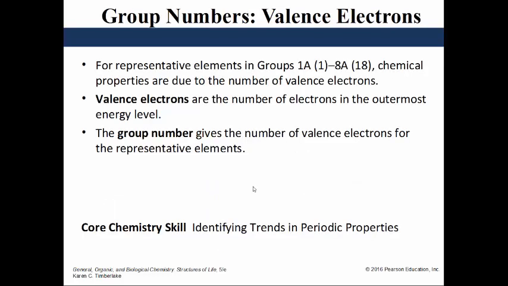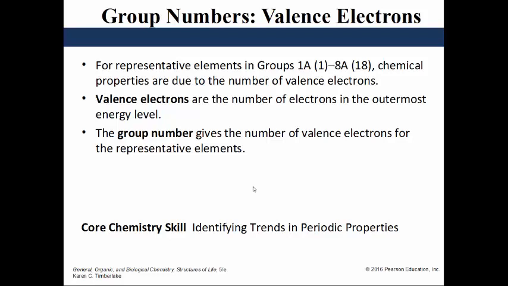All right, for representative elements in groups 1 to 18, chemical properties are due to what are called the valence electrons. Valence electrons are the electrons on the outermost energy level for that element. These are how elements combine with each other. Some electrons are going to be lost to make that element more stable. Some electrons will be gained to make that element more stable. And the group number that the element is in gives you the number of valence electrons for that element.